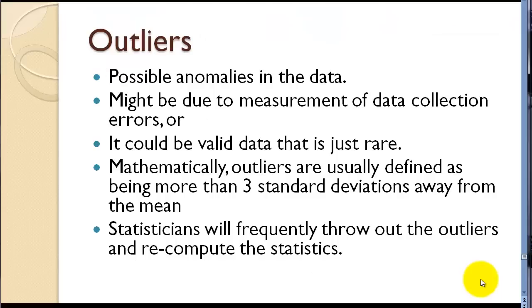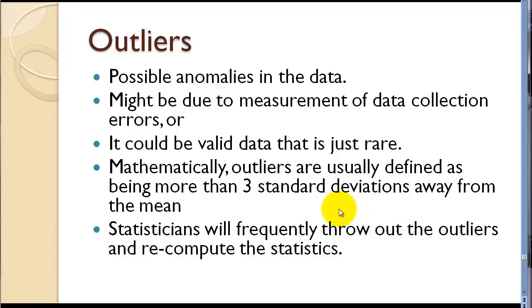One of the things we have to deal with in statistics is something called outliers. Outliers are potentially anomalies. Maybe there was some error in the data collection. Maybe we recorded a number wrong. Or the data could be valid data and it's just a rare case. Statisticians, to avoid these outliers from significantly impacting the data, frequently will throw out the outliers.